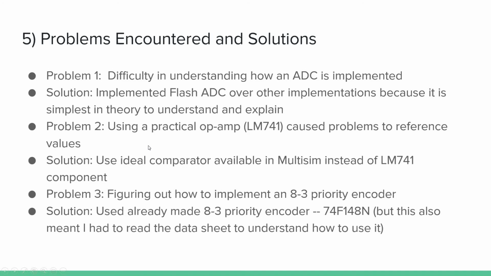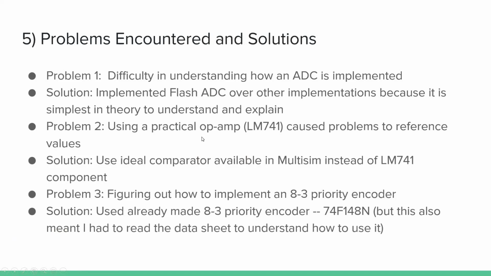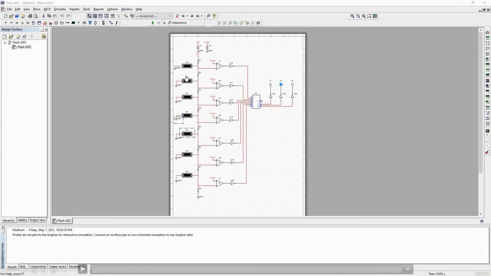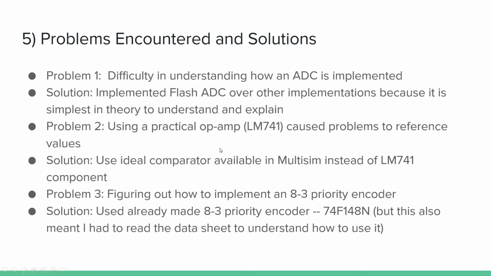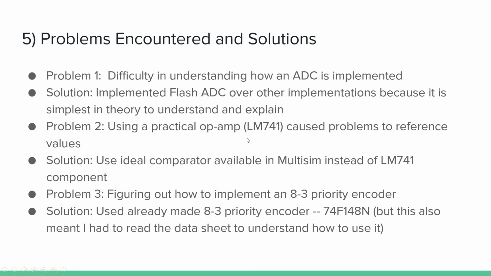The second problem I had was these comparators. If you notice, they're ideal comparators. But before, I chose a practical op amp, and that was causing problems to the reference voltage. It wasn't what I was expecting it to be. So what I did is I just used the ideal comparator, so there were no parasitic resistances or anything like that. So if it was ideal, I got exactly what I expected.